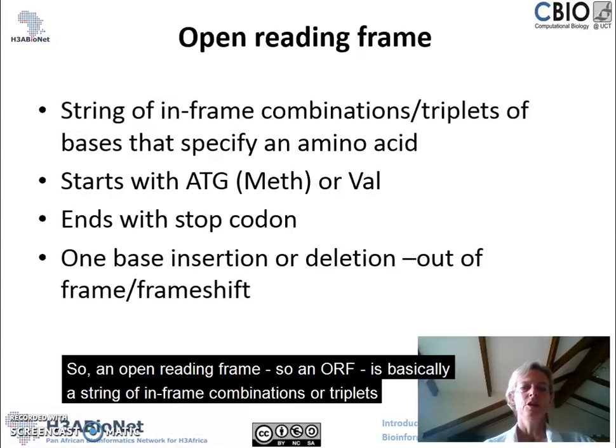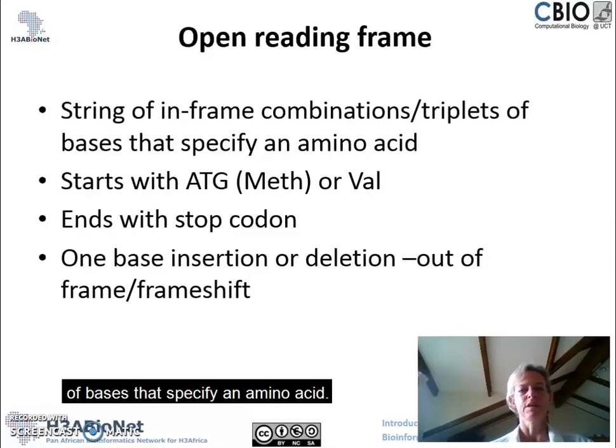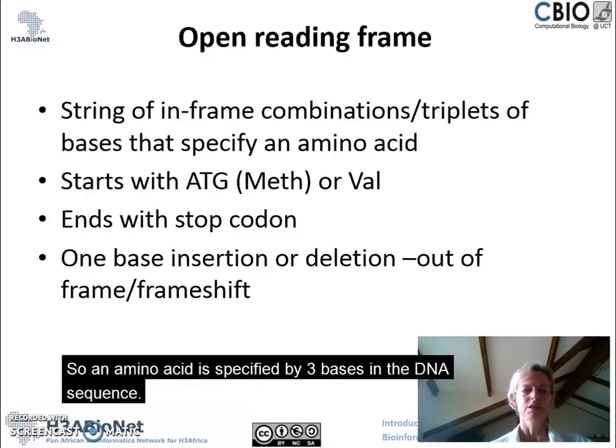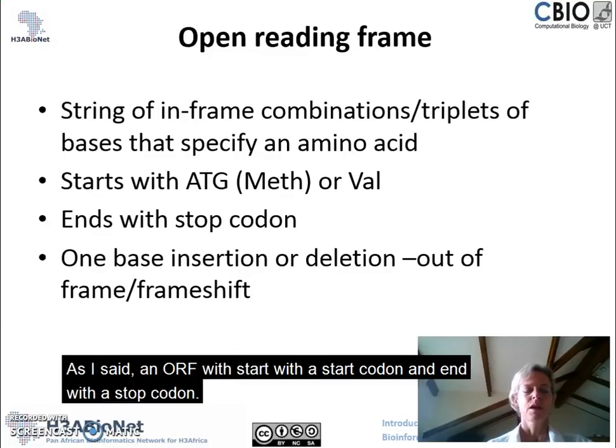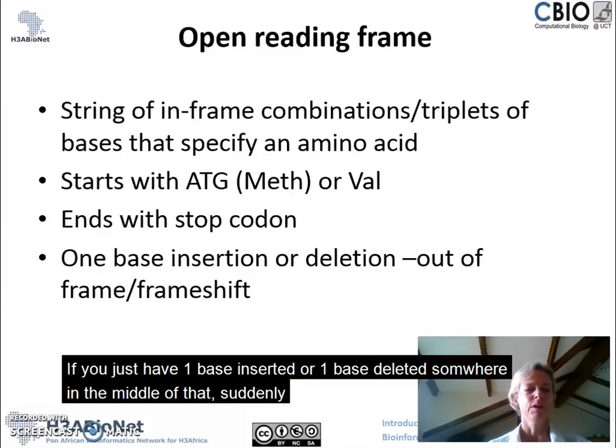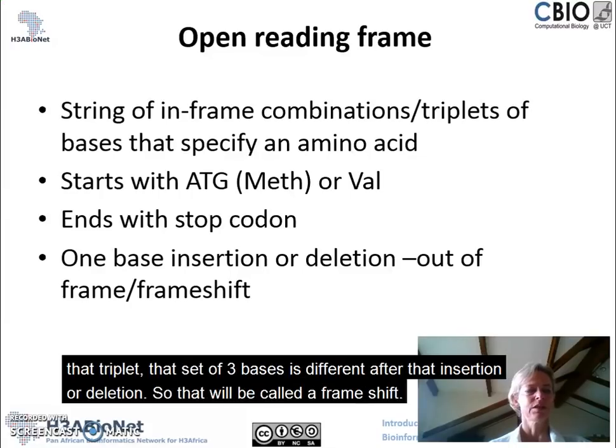So an open reading frame, an ORF, is basically a string of in-frame combinations or triplets of bases that specify an amino acid. An amino acid is specified by 3 bases in the DNA sequence. As I've said, an ORF will start with a start codon and end with a stop codon. If you just have one base inserted or one base deleted somewhere in the middle of that, suddenly that set of 3 bases is different after that insertion or deletion. That will be called a frame shift.